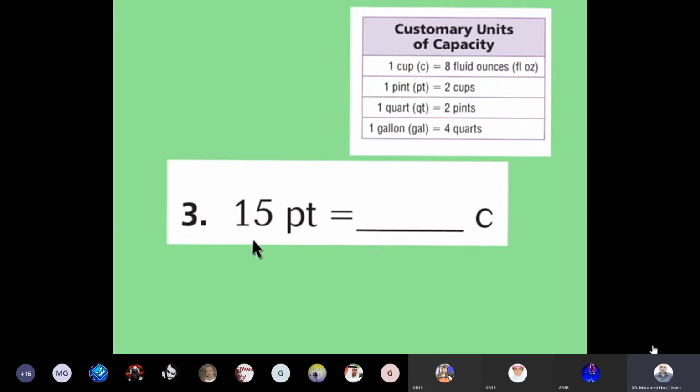So if I have 15 pints, how many cups will that equal? If 1 pint equals 2 cups, your operation needs to be multiplication. So you should do 15 times 2. And so you can say 30 cups is the same value as 15 pints.